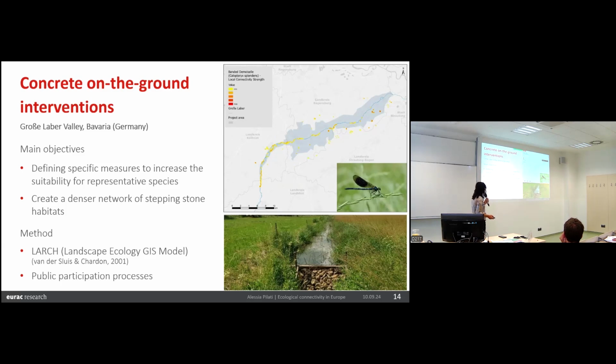How did we do that? We used another GIS model, which is called LARCH, and was developed by Wageningen Environmental Research, and through participation processes. So we worked with the municipality and landscape associations.